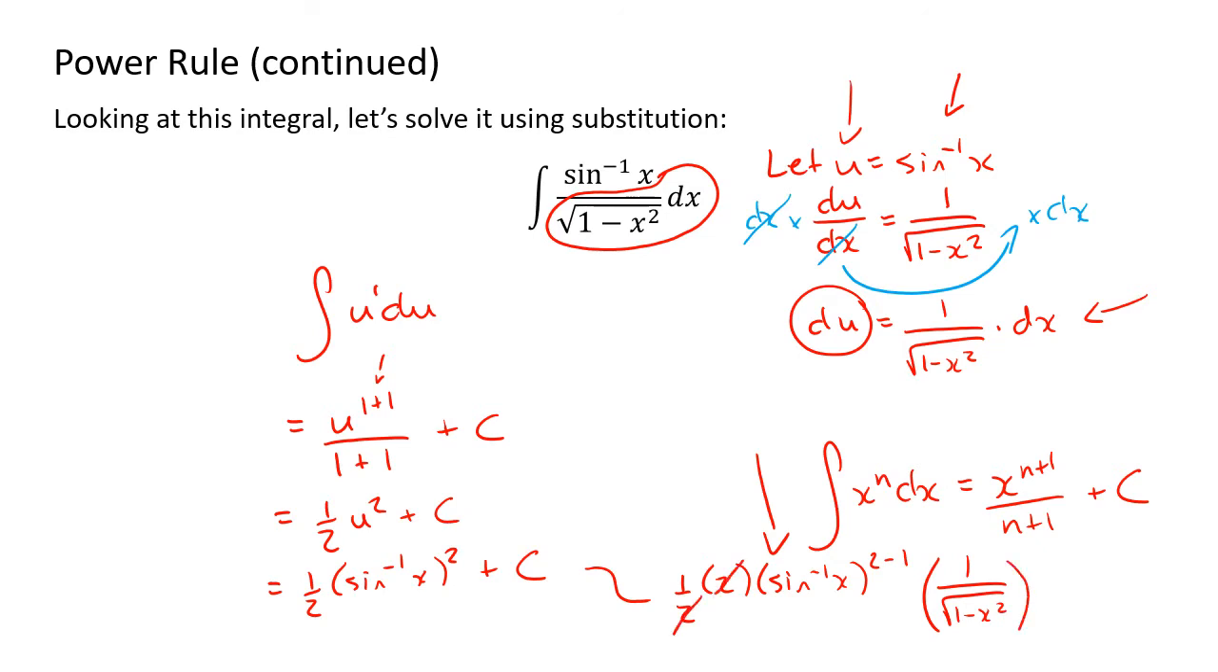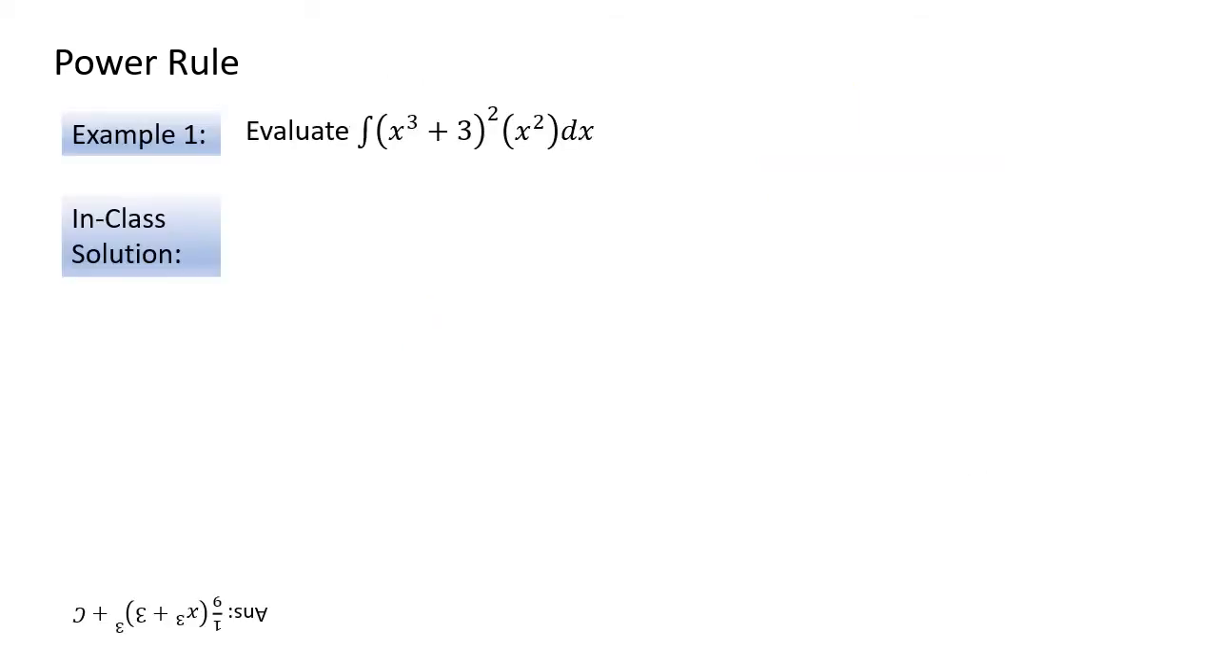So the 2's here would cancel, and you see that what we're going to be left with is sine inverse of x over the square root of 1 minus x squared. That's just to check your answer. Okay, that's the only reason you have to do that step. But using substitution, as opposed to looking at it by inspection, ends up with a much easier integral. So let's look at a few examples.